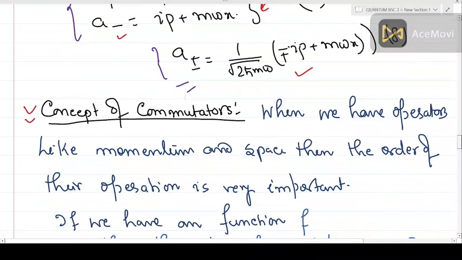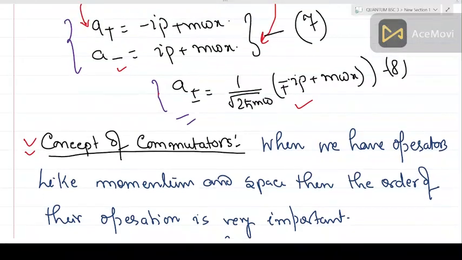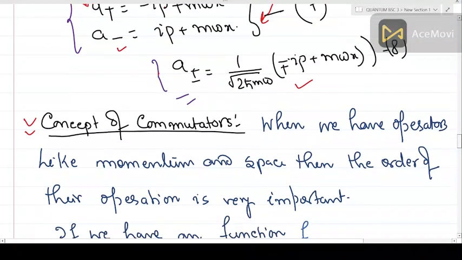And here we discuss the concept of commutators. Why is it important? Because when you are dealing with operators like position and momentum, the order in which the operators are applied, that sequence, matters a lot. So you have to be careful in applying these operators. This is what we saw in the last section.